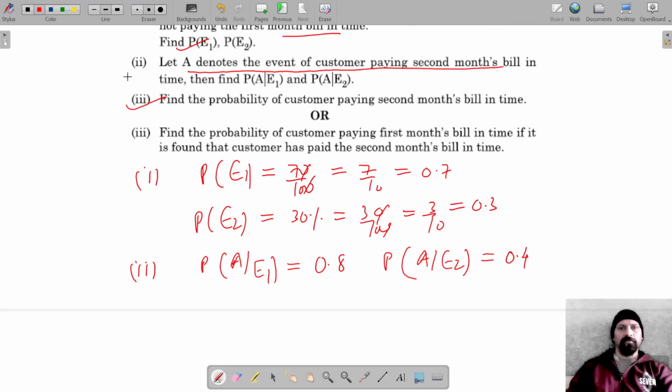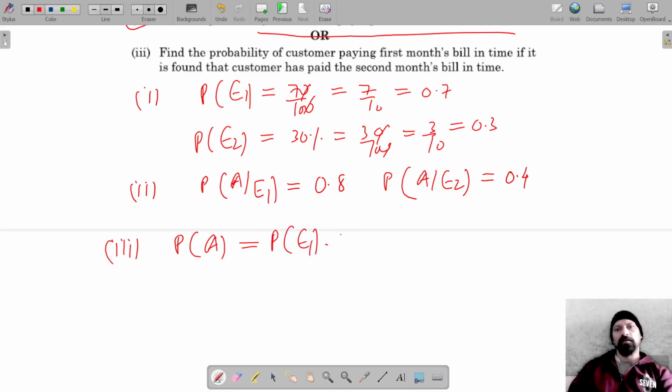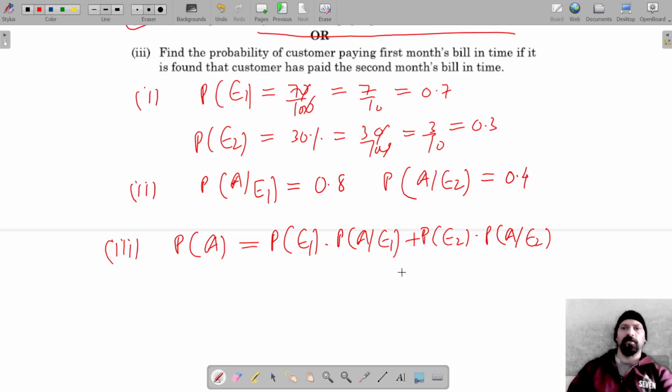Now, this one is done. We have to find the probability of customer paying second month's bill in time. There is no condition applied here, so we are just asked what is the probability of A. We have two types of customers: who pay their first month's bill in time and who do not. So this is the probability of E1 into probability of paying second month's bill in time when first month's bill has been paid, plus probability of E2 into probability of paying second month's bill in time when first month's bill is not paid.